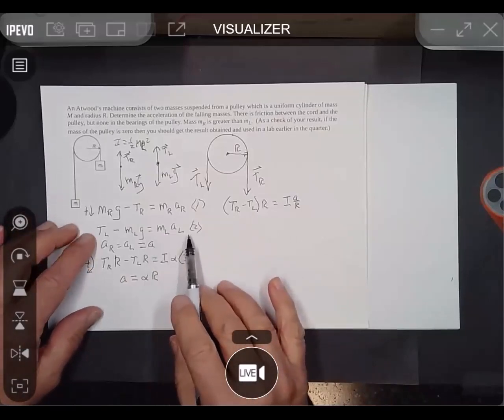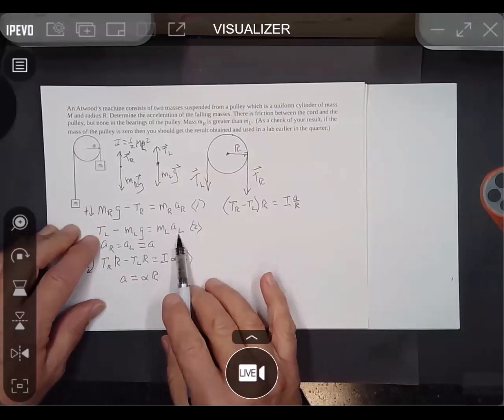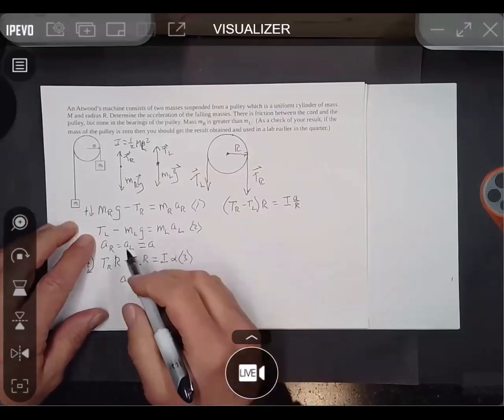And then let's see. Need to work with two. I'm going to add equations 1 and 2 together. Let's see. Or T sub L minus T sub R. Actually, yeah, I'll just go and add those two together.